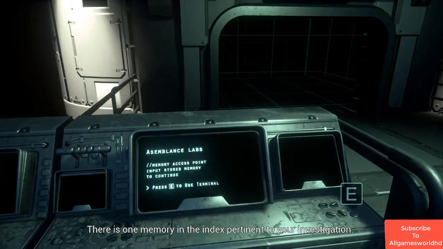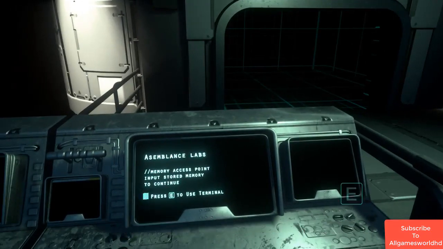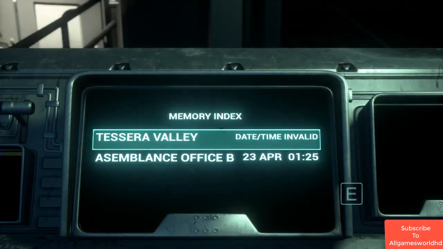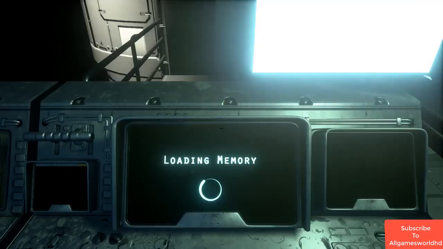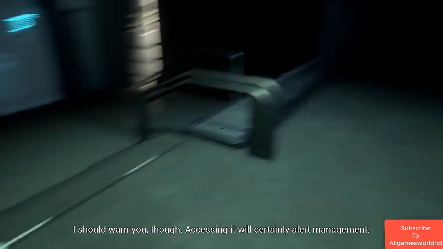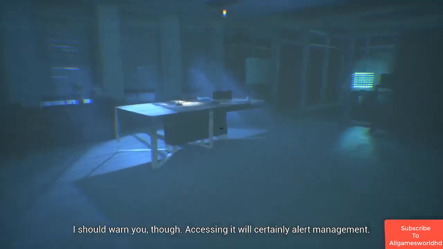There is one memory in the index pertinent to your investigation. I should warn you, though, accessing it will certainly alert management.